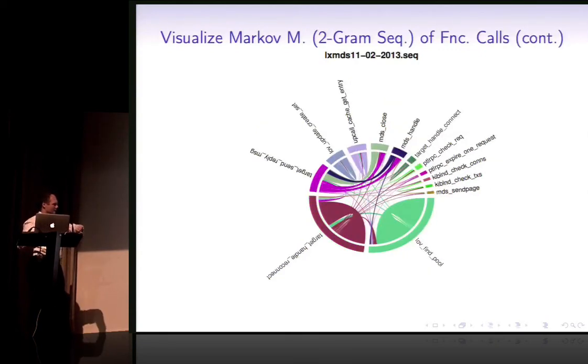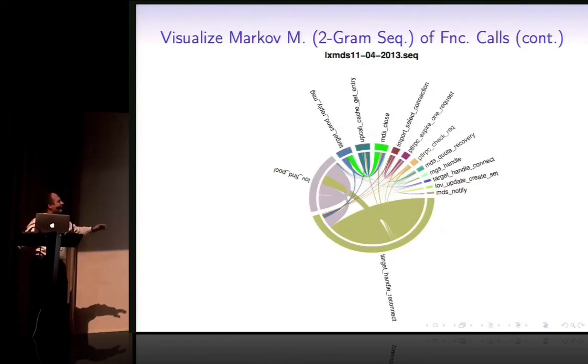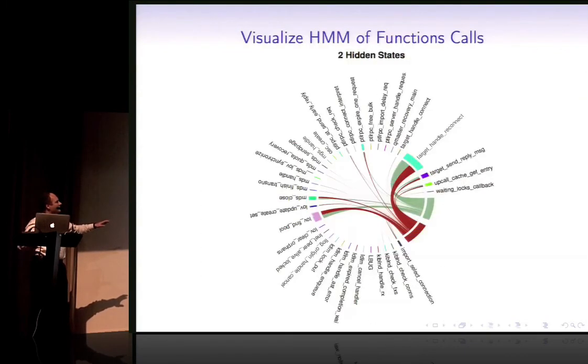Okay, I have 30 minutes, right? 10 minutes left. 5 minutes. 10. Well, okay, I will skip that and go immediately to the hidden Markov model.